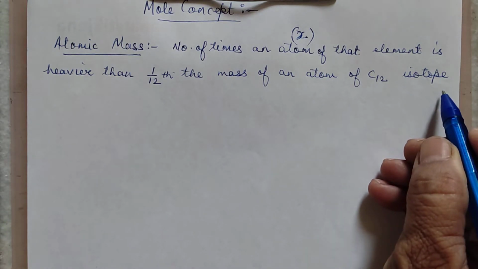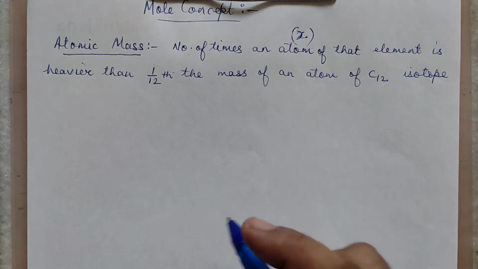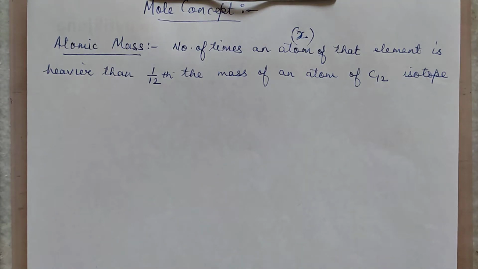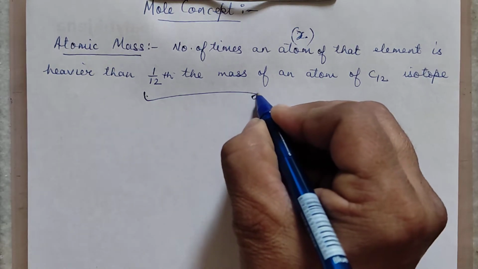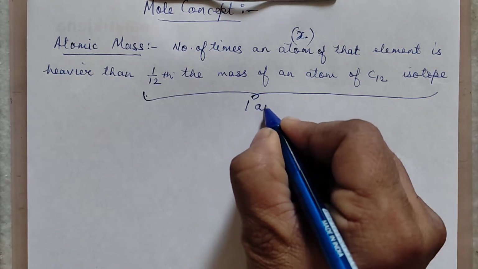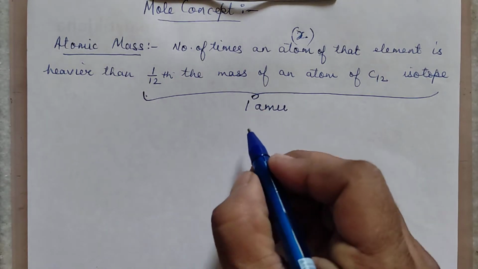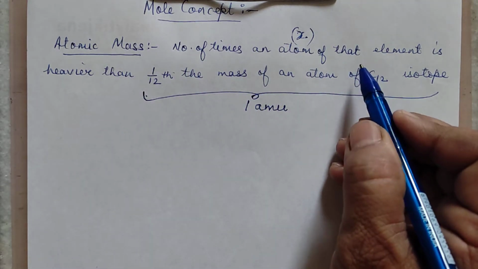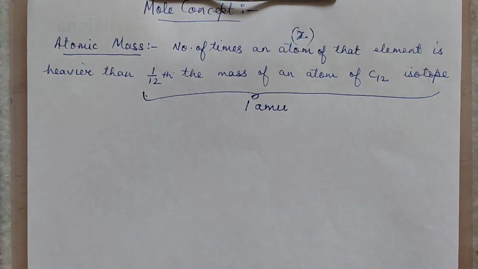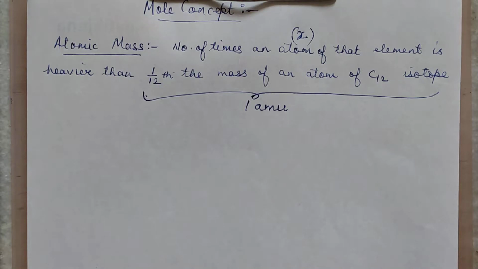1/12 of carbon 12. So what is that x times? That element which is heavier than 1/12 of carbon 12, that will be called atomic mass. Okay, that means 1/12 of carbon 12, this value we call 1 atomic mass unit. Now we'll be understanding what 1 atomic mass unit is also. So how many times the mass of any element is heavier than 1 AMU, that is atomic mass.